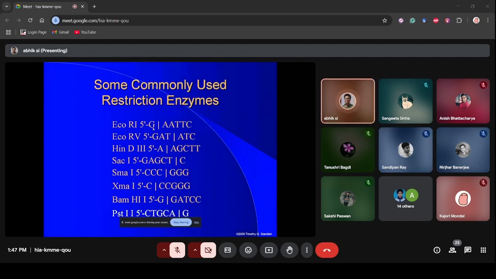So if it cuts just in the exact middle, that means on the axis of symmetry, then it will produce blunt end. Otherwise, anywhere else if it cuts, it will produce sticky end.